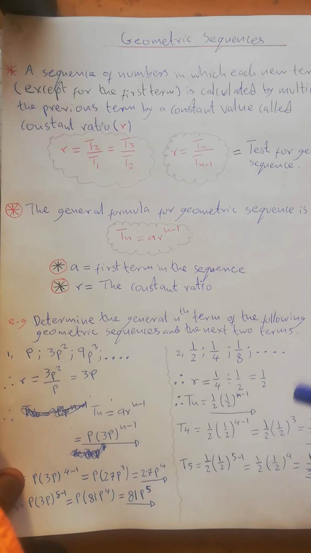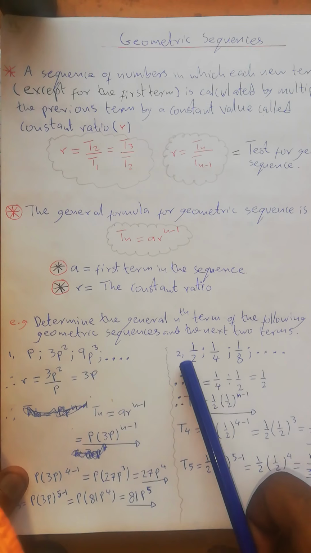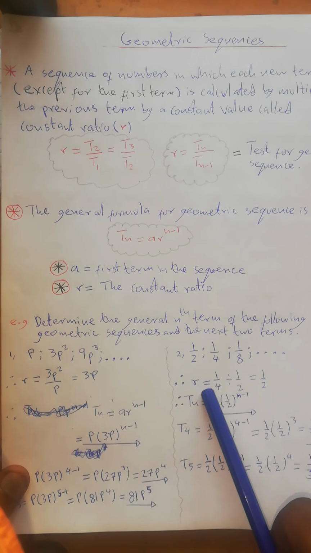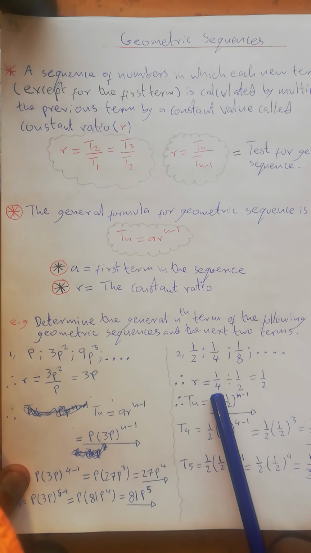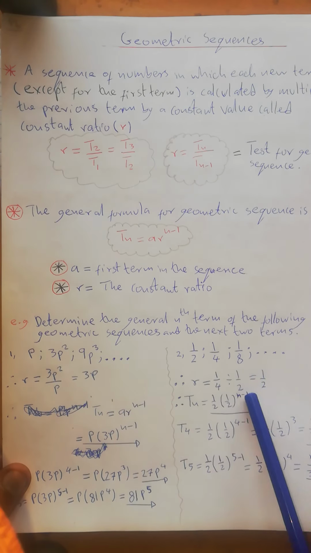Let's look at this other example. Here the sequence given to you is a half, plus a quarter, plus an eighth, and then first things first, you get your r. Your r is going to be 1 over 4 divided by 1 over 2. You get 1 over 2.